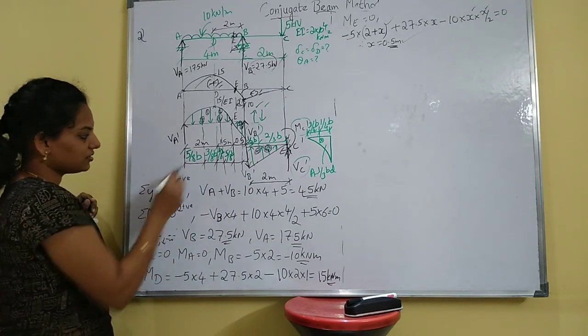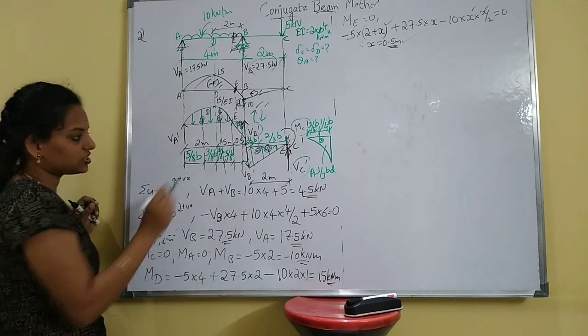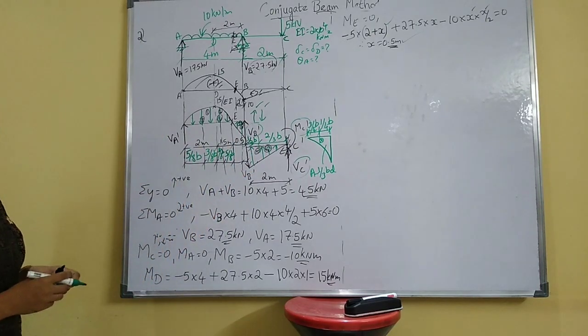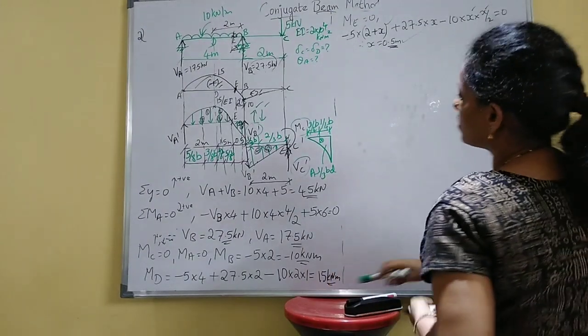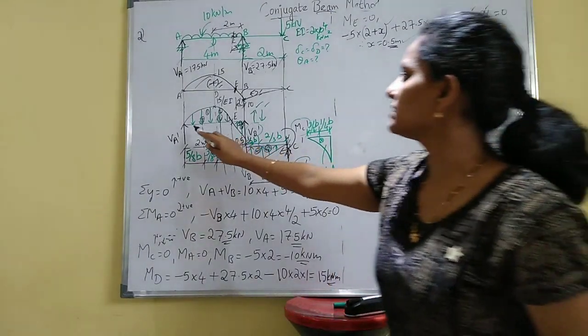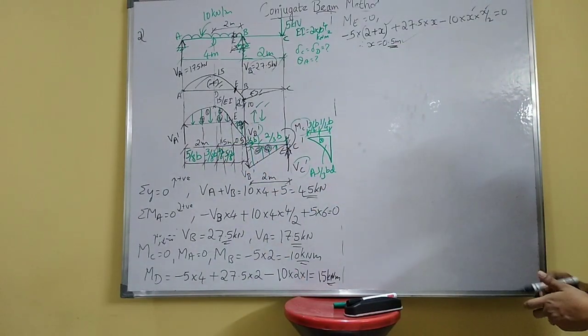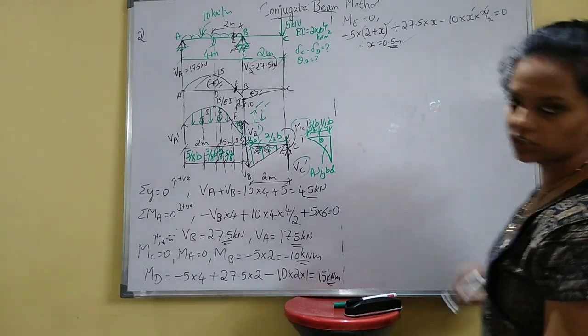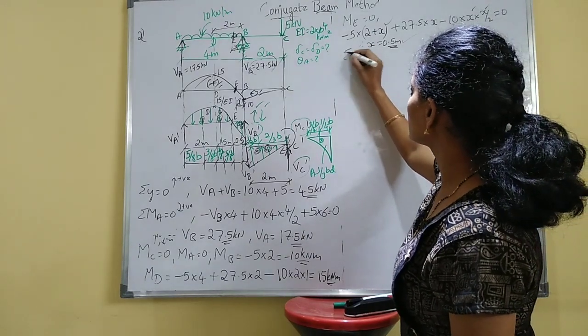Okay, once this is done, these are the centroidal distances which I have written, for it is easier for the calculation. Next step, considering this diagram, you have to find out the VA dash, VB dash and VC dash. Once this is done, then you can directly find out the deflection and slope. Okay, first step, to find out reaction in the conjugate beam.